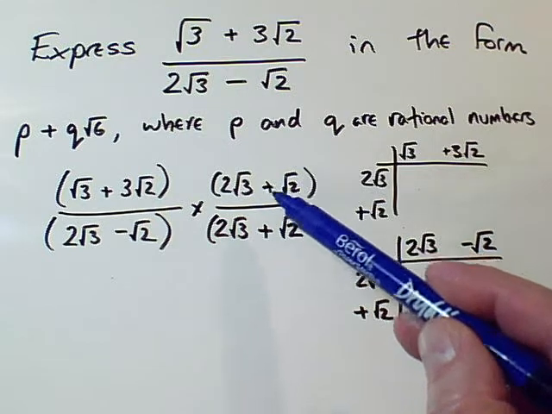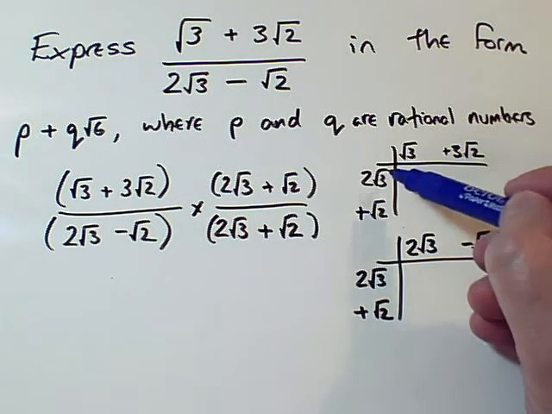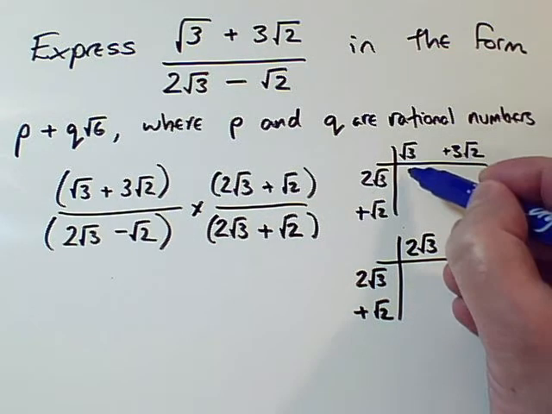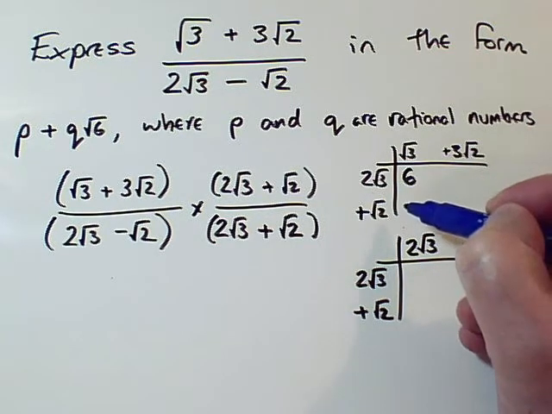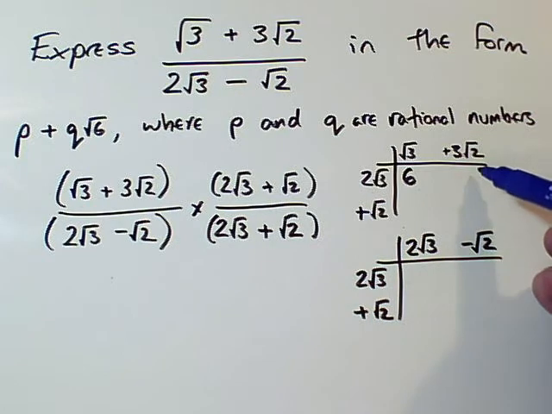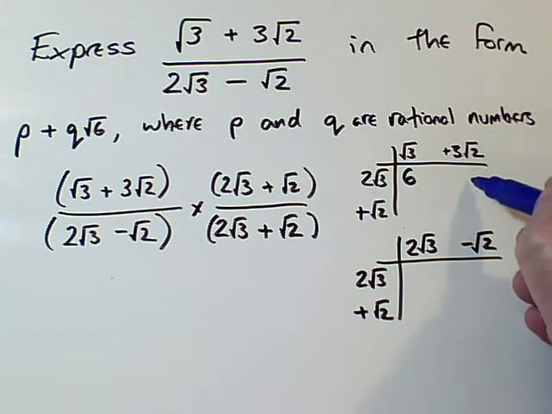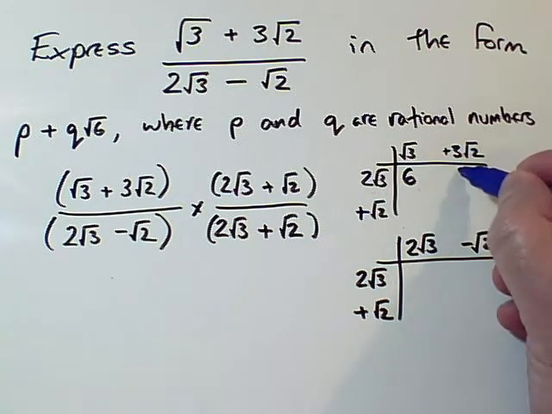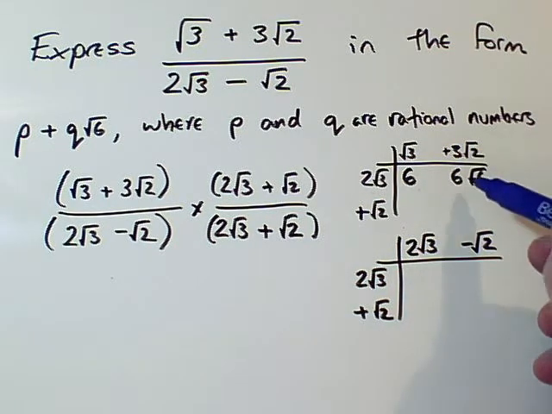Starting on the top, I don't expect this to simplify a lot. Root 3 times itself is 3. So this is 2 times 3, so I'm going to have 6 here. Root 3 times root 2's are going to give me root 6's. So I've dealt with the square roots. 2 times 3 is plus 6. So I'm going to have 6 times the square root of 6 here.